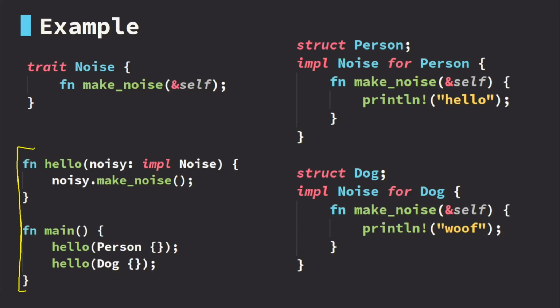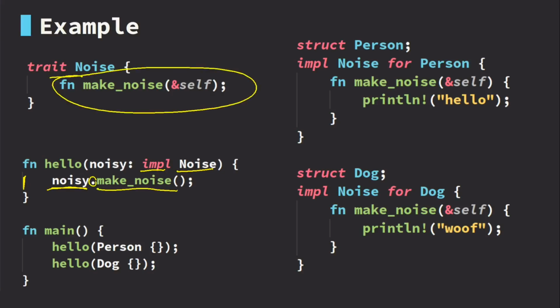Over here on the left, here's how we would utilize this information. We have our main function, and it calls a function named hello with a person, and it calls it again with a dog. The hello function has a function argument named noisy, and the type for that function argument is something that implements noise. So this is read as the type is something that implements the noise trait. Within our function body, we have our argument. So this may be an enumeration or a struct. We don't know as long as it implements the noise trait. We then call the makeNoise function that's defined up here on the noise trait, which will then call the makeNoise function on the appropriate piece of data.